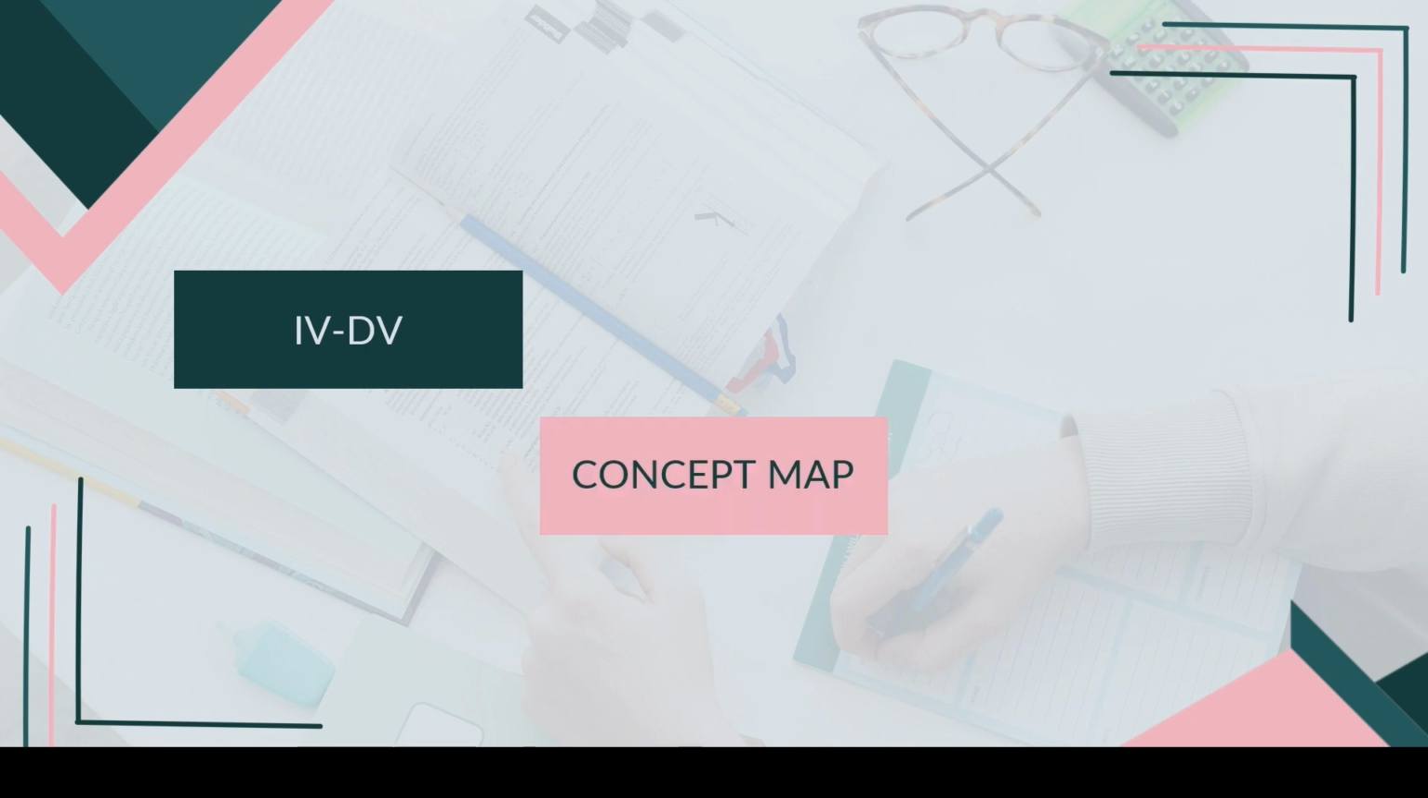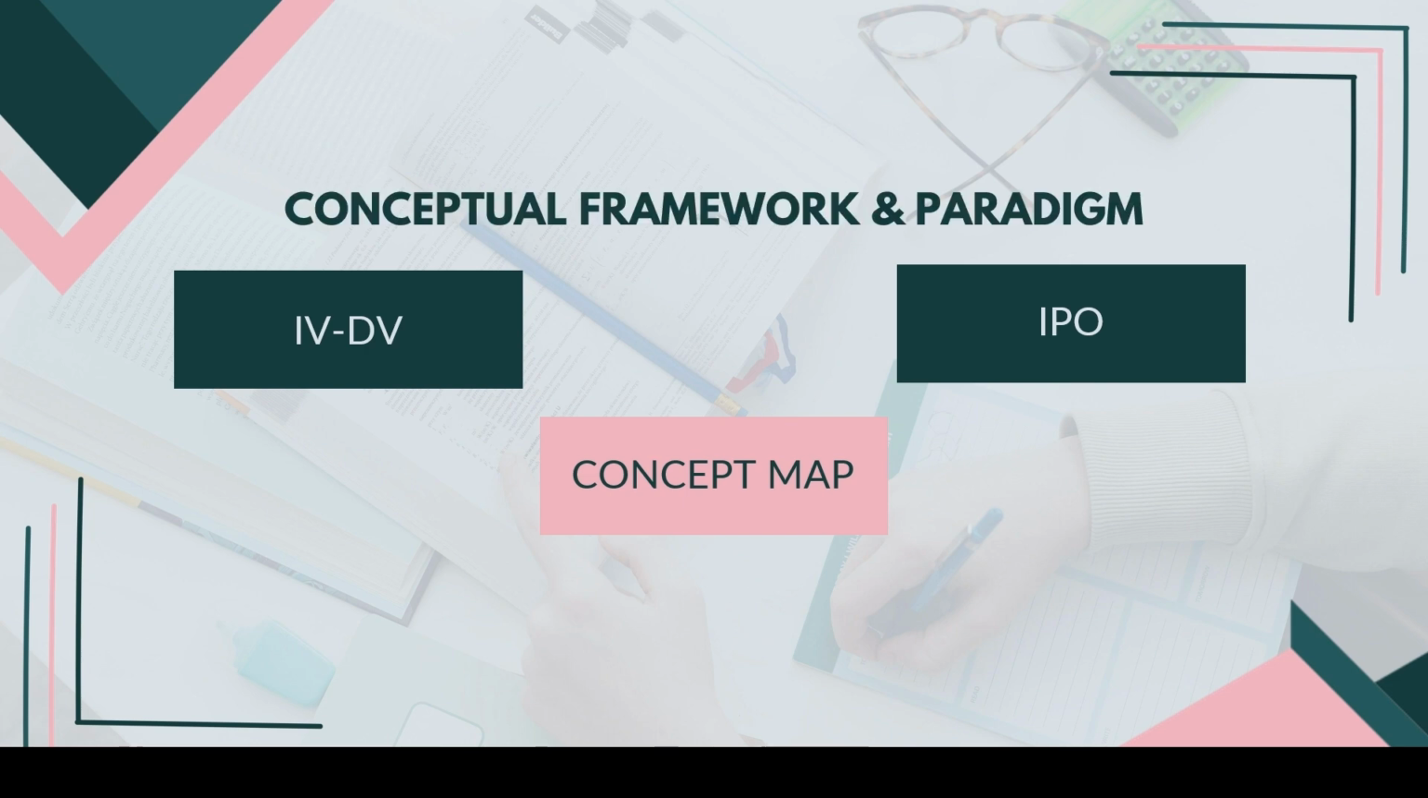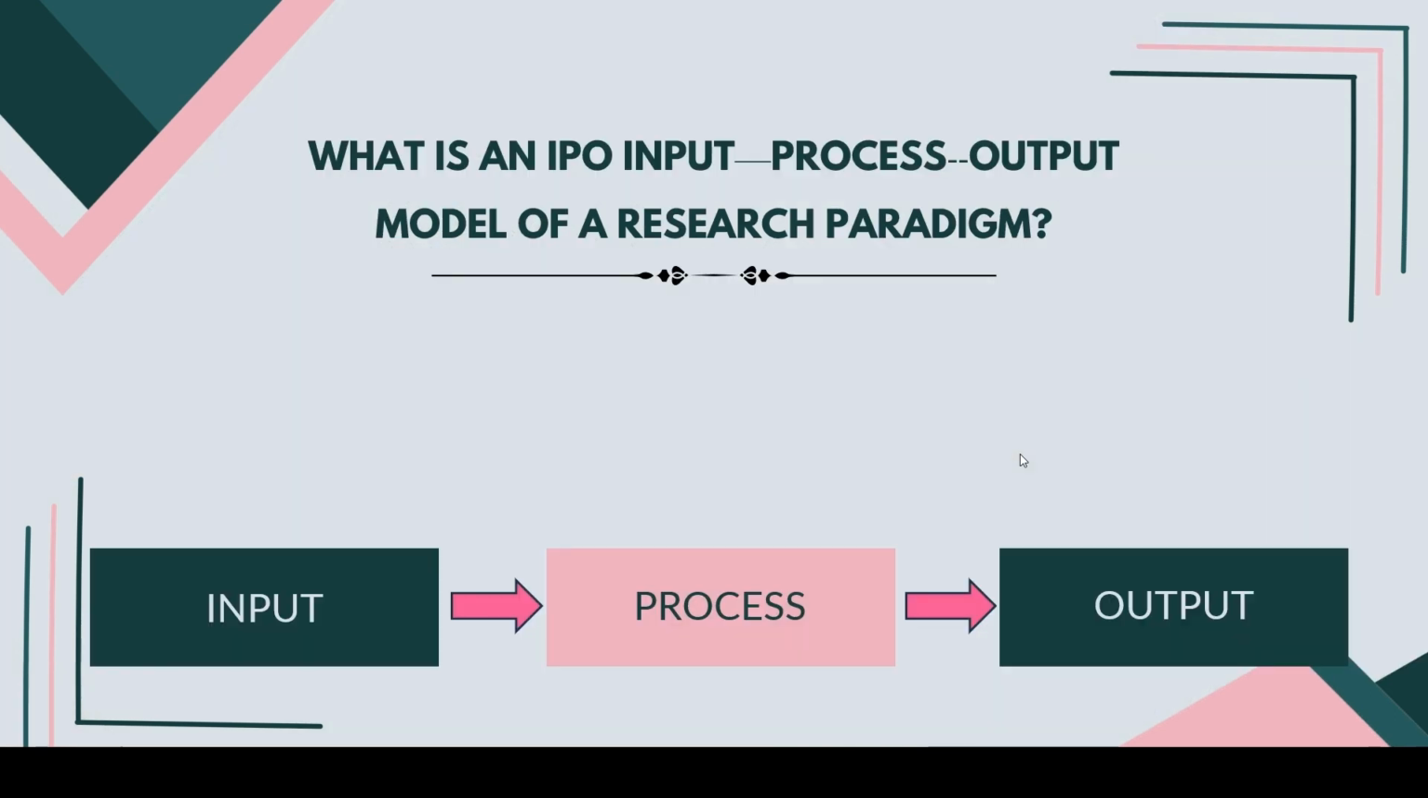So, what is IVDV, concept map, and IPO? Ano ba to? These are conceptual framework and paradigm. Ito yung mostly used types of conceptual framework. Yung IV, DV, ito yung independent variables. Nasabi na to kanina ni ma'am, independent variable, dependent variable. Yung IPO naman is input, process, and output. Concept map, alam naman po natin to. Then, what is an IPO? Input, process, output model of a research paradigm.